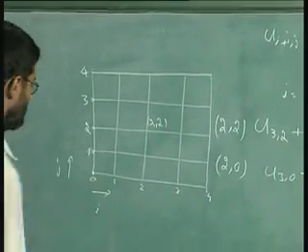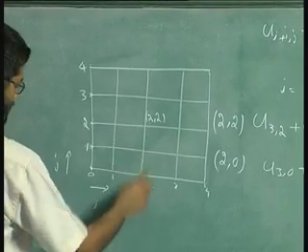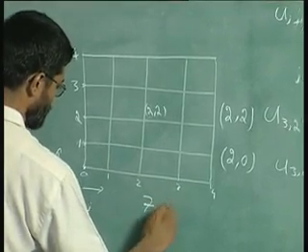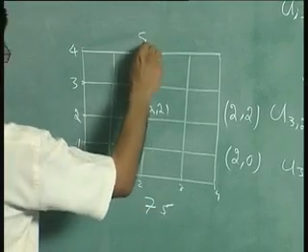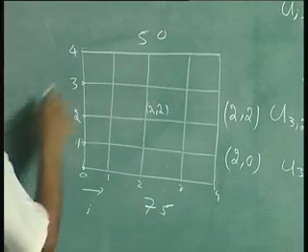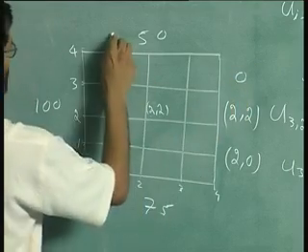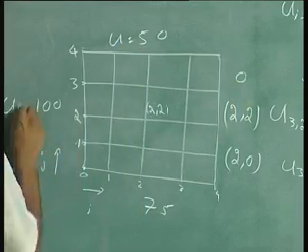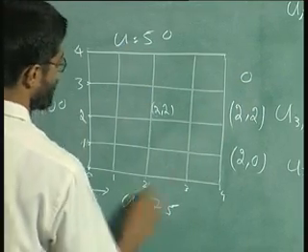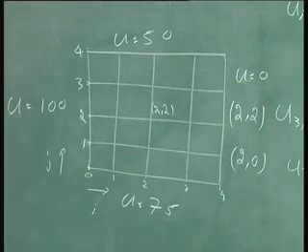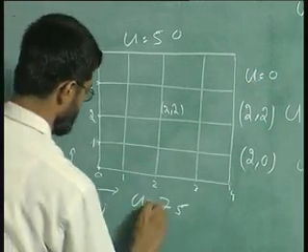So now we look at the example. Let's say we have kept this at 75 degrees here, and this is at 50 degrees, this is kept at 100 degrees, and this is kept at 0 degrees. So that is u equal to 50, u equal to 100, u equal to 75, and u equal to 0. That's the starting condition, a condition which we have given.